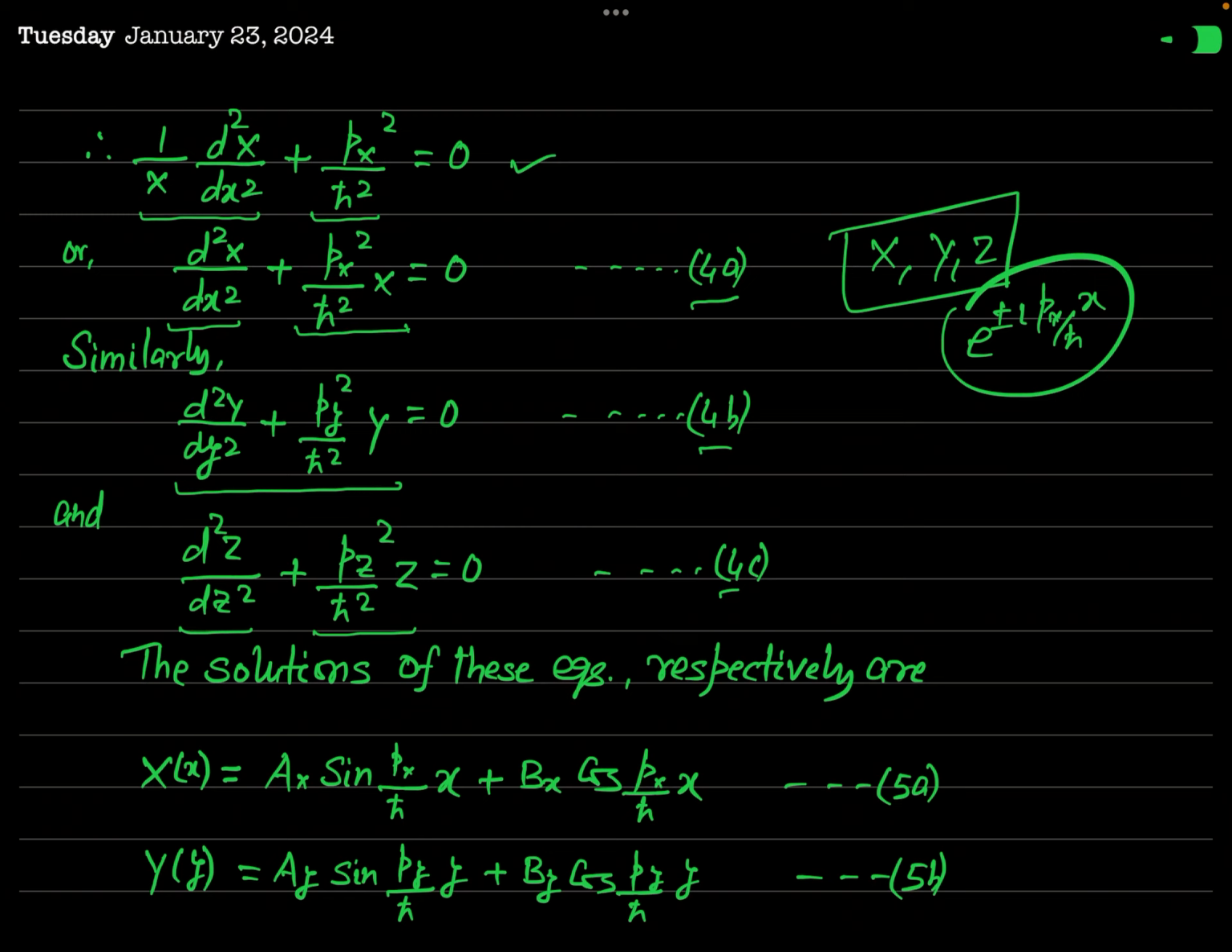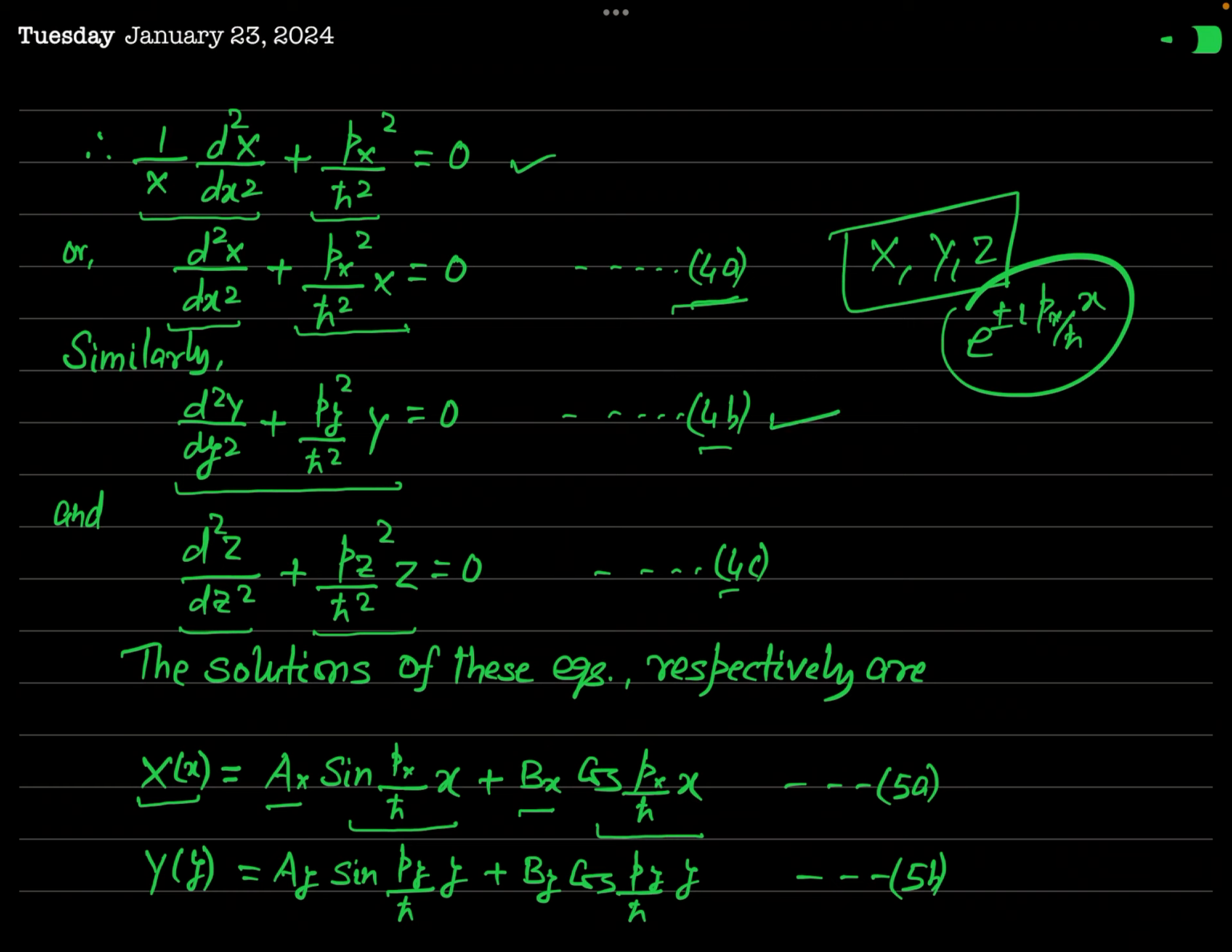So the well-known solution of these equations you can write now. The solution of equation 4a is written as X of x equal to Ax times sine px over h bar times x plus Bx cos px over h bar x. Okay, this is the solution of equation 4a.